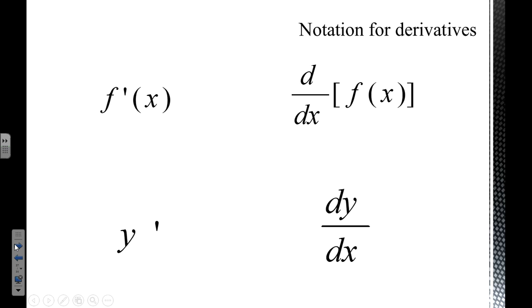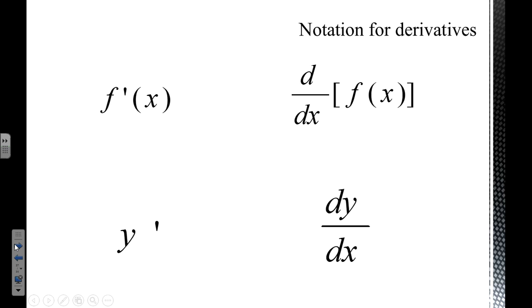And then this one, d dx of f of x, this is saying, hey, find the derivative with respect to x of what's inside. Okay, so when you don't see the dy dx, it's basically saying take a derivative with respect to this variable of whatever is next to it.